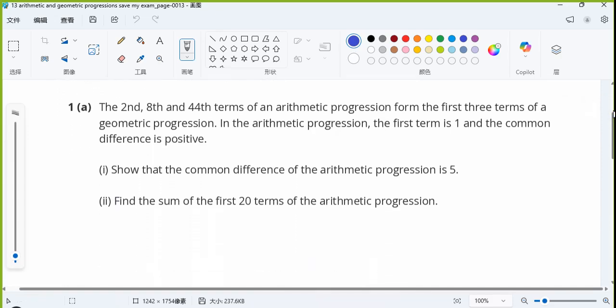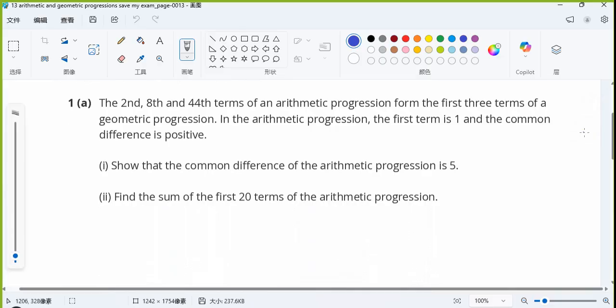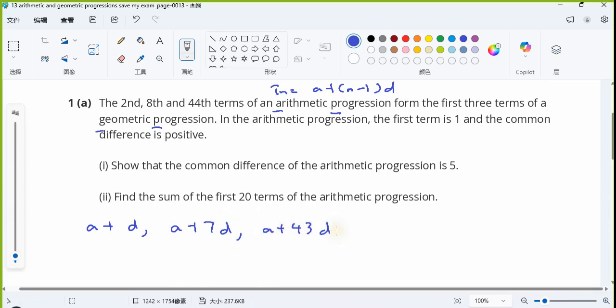So, very hard question. The second term, 8th term, and 44th term of an AP form the first three terms of a GP. Okay, so the second term is A plus D, because for an AP, Tn is A plus (n minus 1)D. And then the 8th term is A plus 7D, and the 44th term is A plus 43D. So these will form a GP.